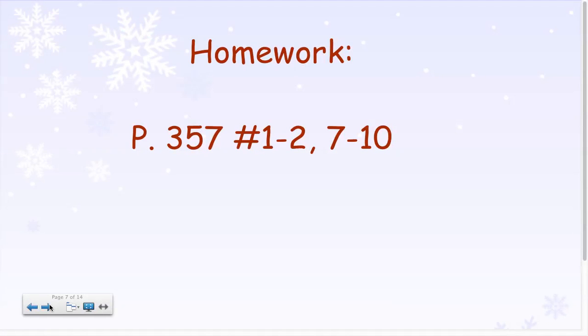Summary. The homework for this lesson is page 357, numbers 1 through 2, 7 through 10.